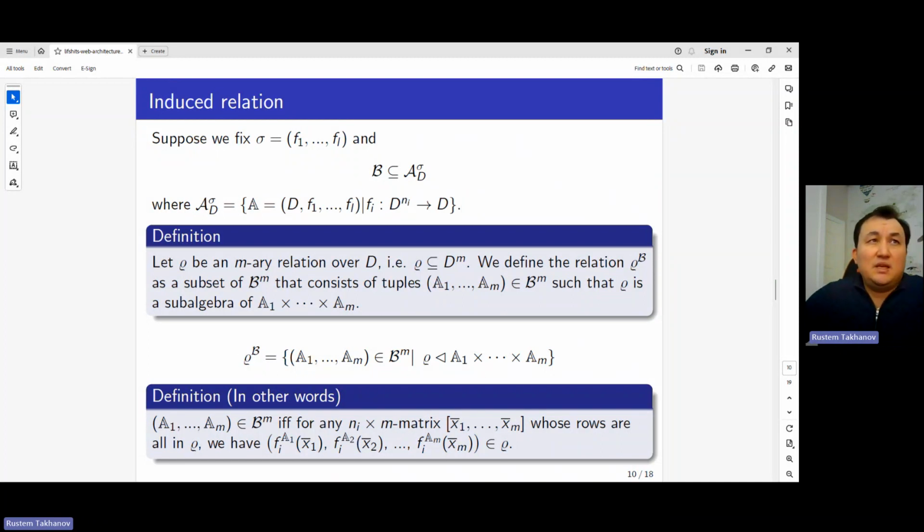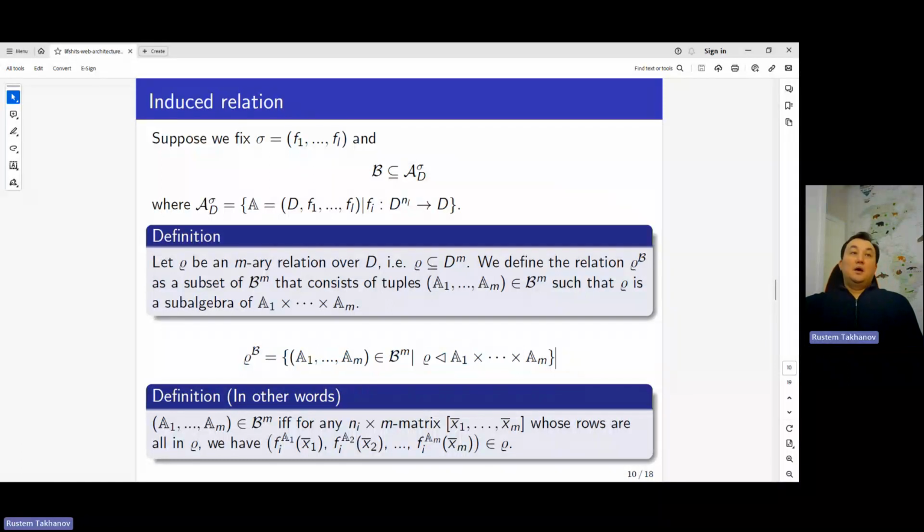Actually, what does this mean? It means that in our collection of algebras that we specify, B, all algebras should have the same signature, meaning that the number of operations in each algebra should be the same, and arities should also be fixed. So any algebra by definition is a domain together with some operations on that domain. And given any collection of algebras, any M-ary relation over D automatically induces an M-ary relation over that collection B. How does it induce? In the following way. So this is a definition.